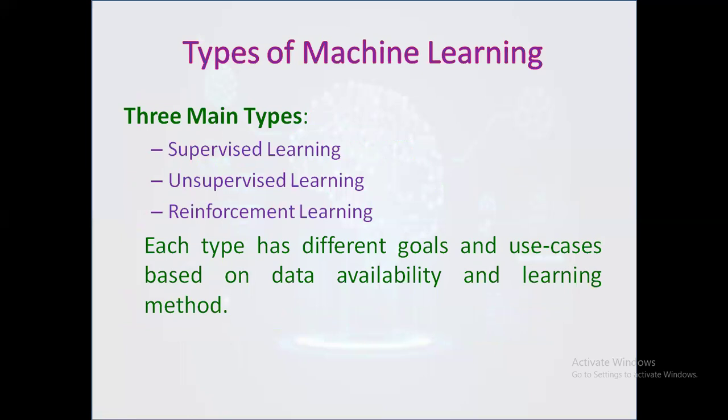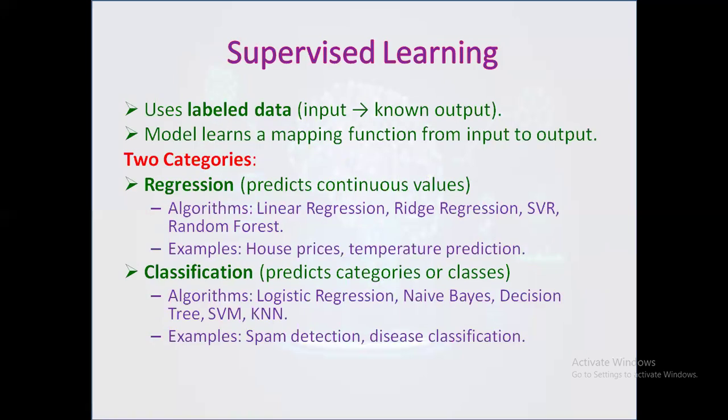Next, the types of machine learning. We have also seen this: three types, supervised, unsupervised, and reinforcement. Each type has different goals and use cases based on data availability and training methods. The first one is supervised. It uses labeled data.